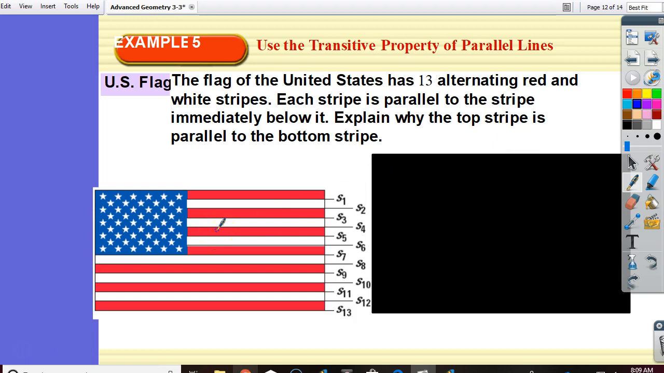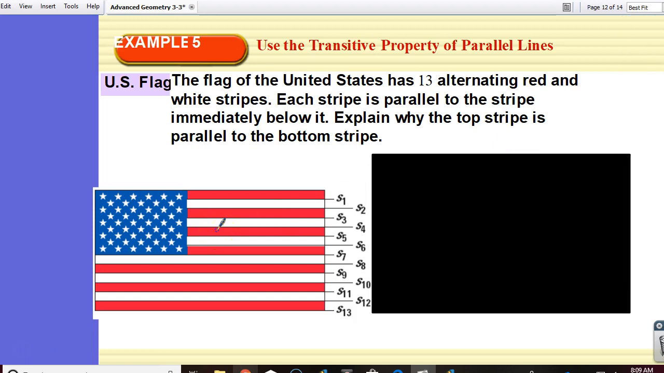All right. So this is one of my least favorite things, not the flag. I love our flag. It's the problem that bothers me. So, the flag of the United States has 13 alternating red and white stripes. Each stripe is parallel to the stripe immediately below it. Explain why the top stripe is parallel to the bottom stripe.